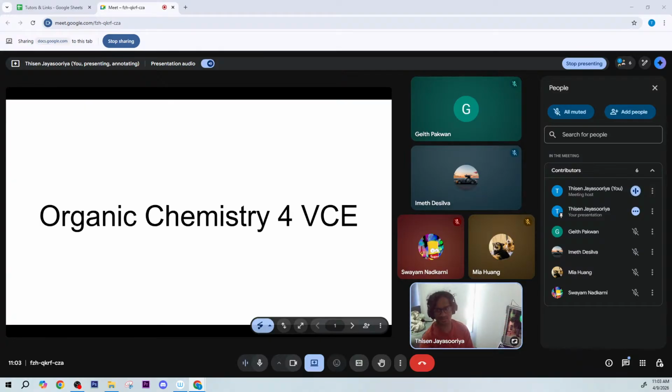Today, so far what we've done is the organic naming, the organic pathways, as well as the chemical analysis of organic molecules. Today, we're going to be dealing with instrumental analysis. Essentially, these are tools that we use to analyze a specific chemical.